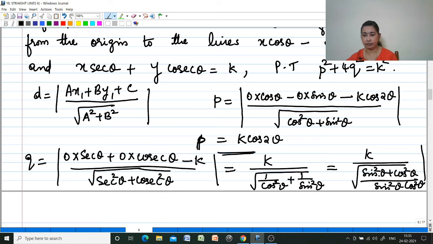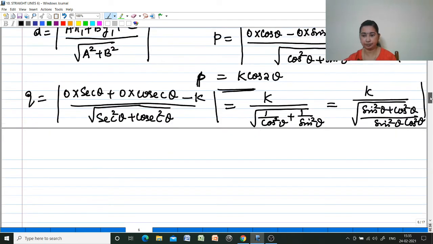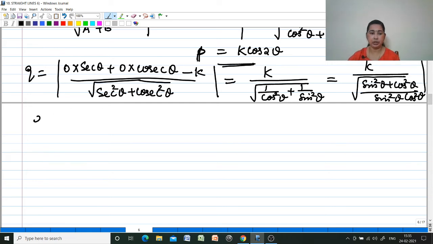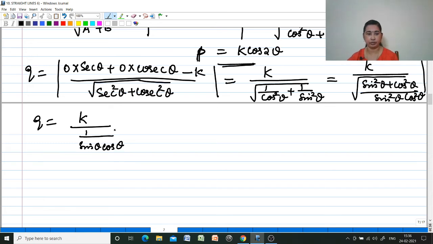Then here sin square theta plus cos square theta is 1, and that is Q is equal to k by root of 1 by sin square theta cos square theta, that is k by 1 by sin theta cos theta, or it is equal to k sin theta cos theta, or we can write this as k sin 2 theta divided by 2.